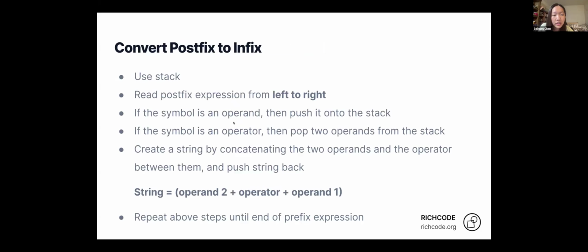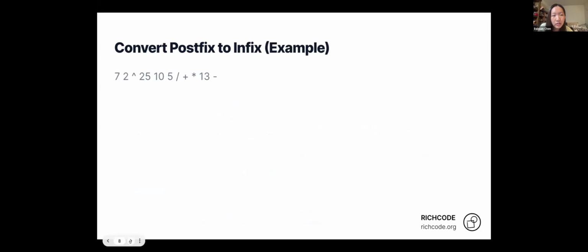So converting postfix to infix, again you use a stack, but you read from left to right. If the symbol is an operand, then push it onto the stack. If the symbol is an operator, then pop two operands from the stack and create a string by concatenating the two operands with the operator between them, and push the string back. And repeat the above steps until the end. So let's look at this example.